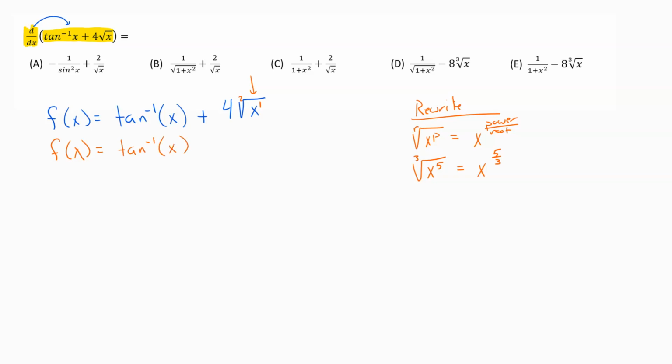A lot of people start taking the derivative and then end up in a rewrite, and they get confused because it's sort of half a rewrite and half a derivative. So always take care of your rewrites first. The first move here was just to rewrite that square root, and now we're ready to look at the derivative.